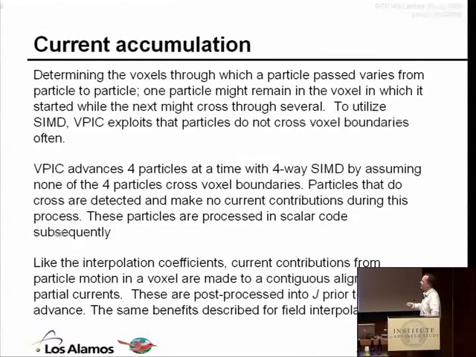So VPIC makes the initial assumption that, if I have 4 particles, none of them cross a boundary, and it tries to push them making that assumption. If, during that push, it realizes that particle number 2 crossed a voxel boundary, it will then process that one separately under the hood. Likewise, like the interpolation coefficients, instead of making the current contributions directly to the array of currents, we make the current contributions to a contiguous aligned set of partial currents, which we then post-process into the current after the loop. And that means that we also have the same benefits that we saw for the interpolation coefficients.